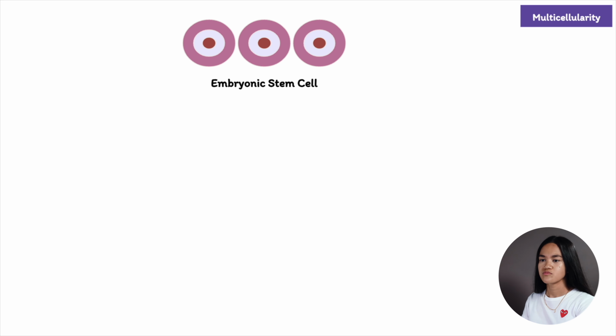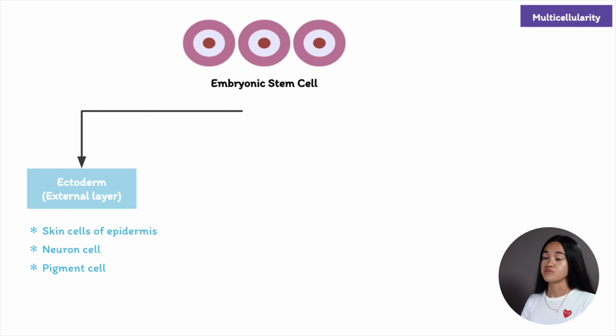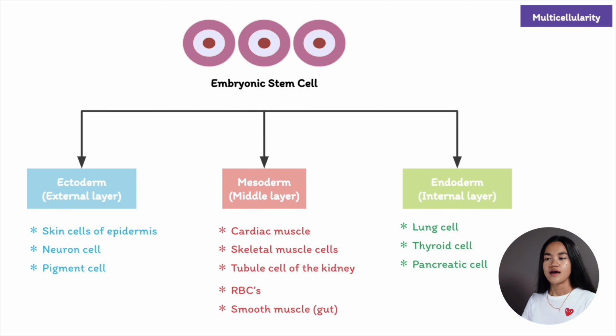Embryonic stem cells, which originate in the blastula, make up the primary germ layers. We have the ectoderm, mesoderm, and endoderm. And these germ layers differentiate to form specialized cells, tissues, and organs in animals.